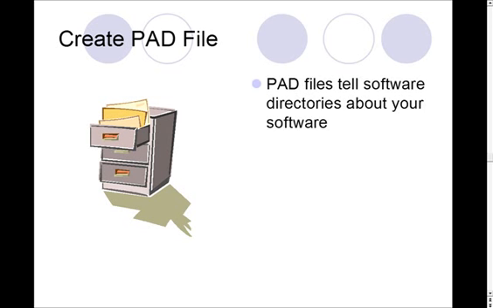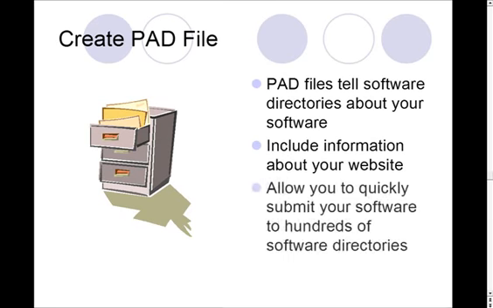Next, remember, we create a pad file. Now, the pad file is actually just a special kind of document that tells all the software directories all the information that they need to know about your software, like what's its name and who's it made by, what the website is, where the software can be found, who the author is, that sort of thing. Now, the pad files allow you to quickly tell the software directories about your software. Instead of going to each software directory and filling out a giant form with all that information, all you have to do is tell them, hey, here's where my pad file is.